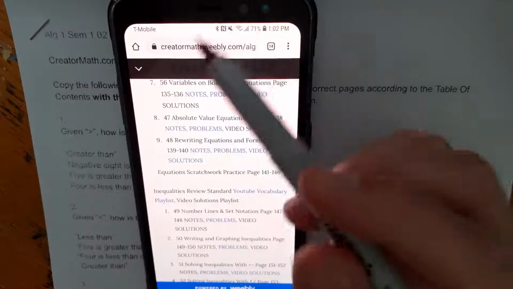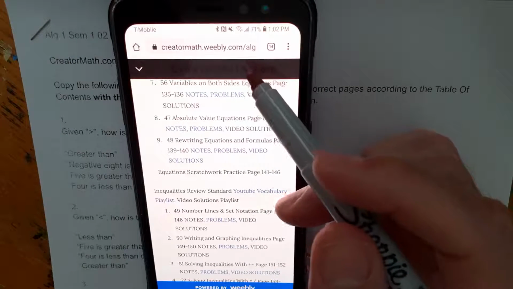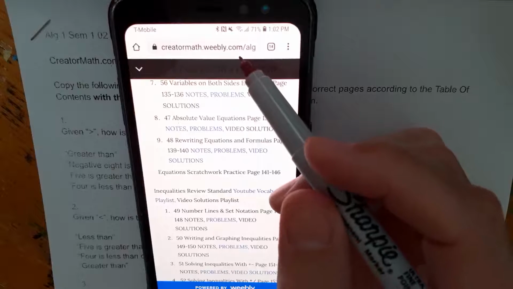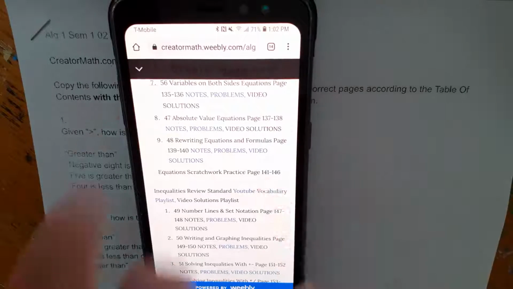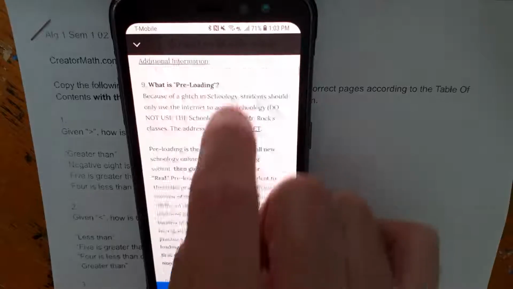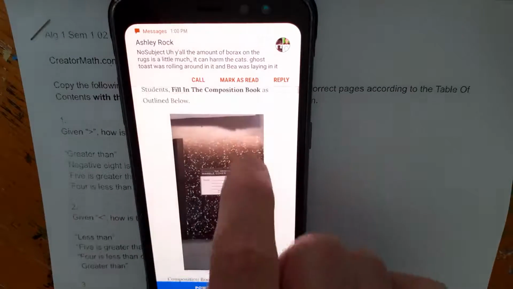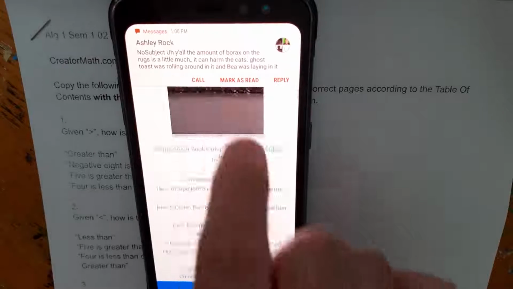There we go. So here's the website address, creatormath.weebly.com. Put that into the Google search, and it should bring up, if we're lucky, this home page here. Okay. If you have any questions about composition book, scroll down under the picture until you see the words composition book. Follow all of the directions here and go ahead and see all the videos.